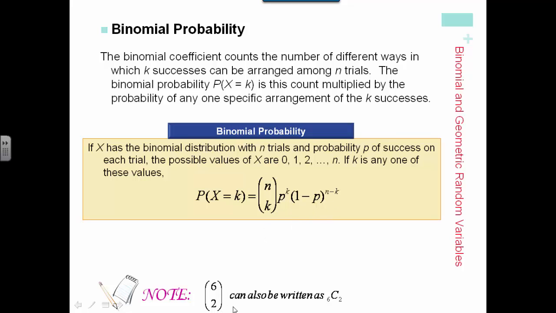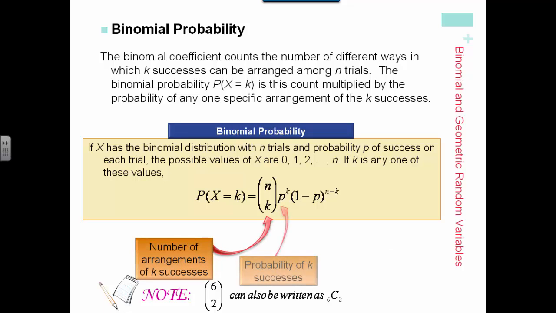6 choose 2 can also be written with subscripts. This would be 6 choose 2. So this represents the number of arrangements of k successes, the probability of k successes, and the probability of n minus k failures.